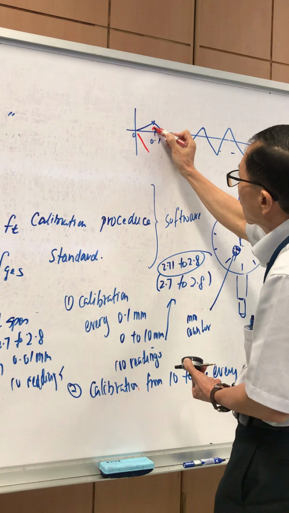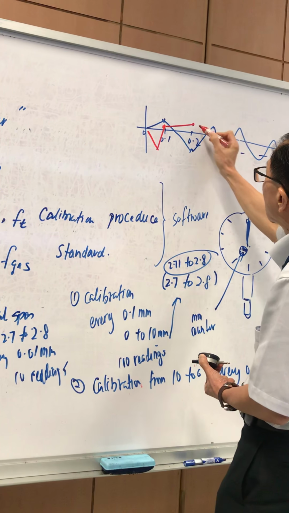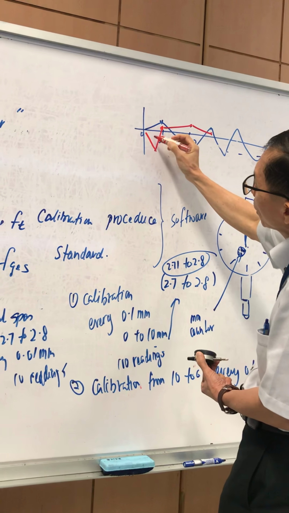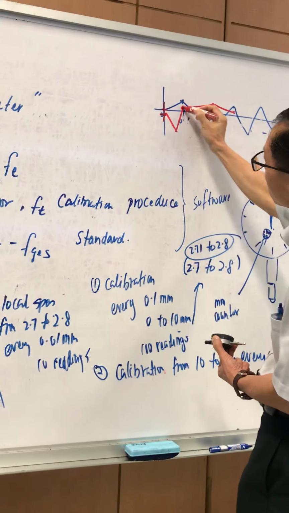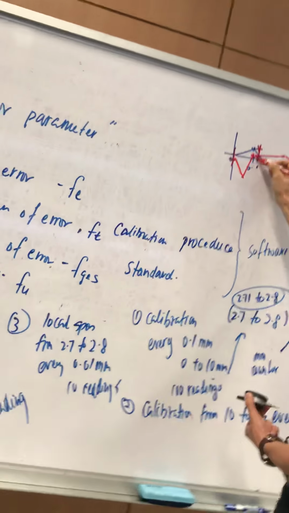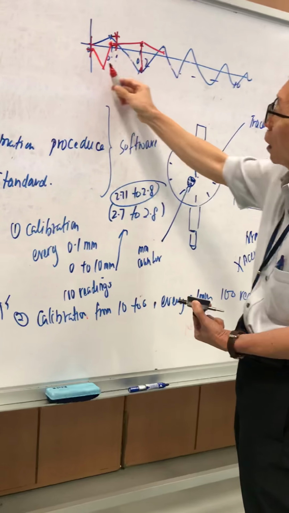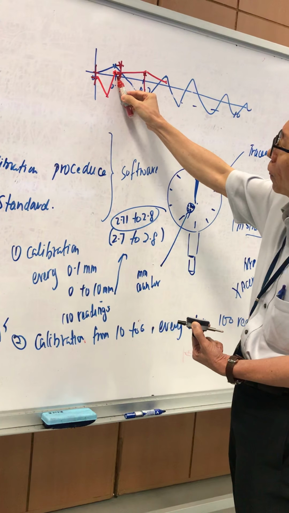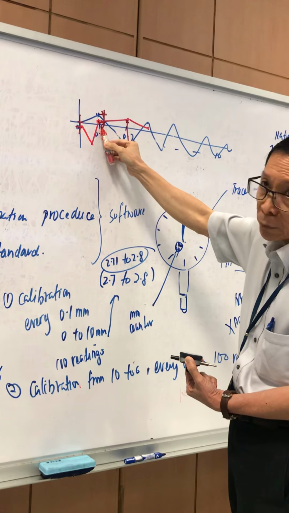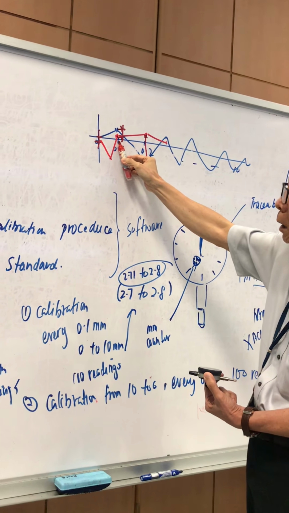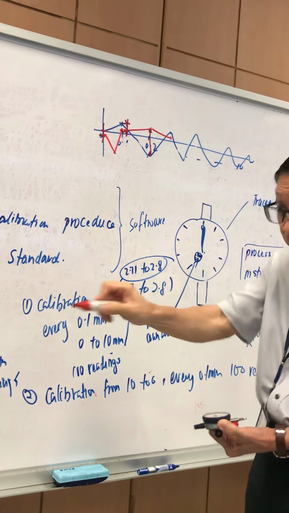For example, at every point you get 2 readings. So the distance between these two, can you see? This is what is called hysteresis. It is the distance between the forward reading and the return, backward reading. Anyway, you can refer to the graph in the procedures.